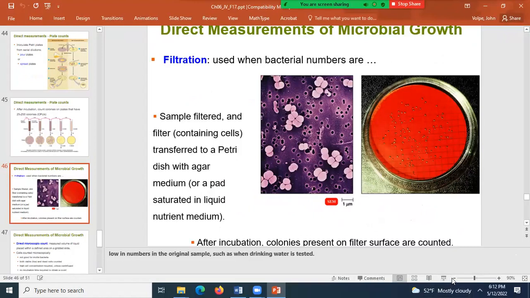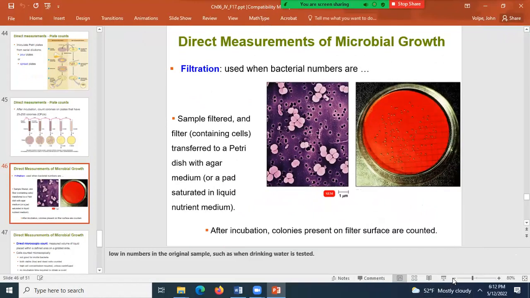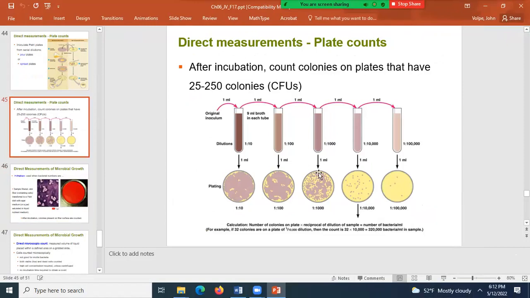For a filtration, also a direct measurement, what you do is you have a solution of bacteria where the bacteria are too few in number to get from a viable plate count. So if you were to even plate from the original inoculation, you would not get 25 colonies. You would get less than 25. You may get 0.